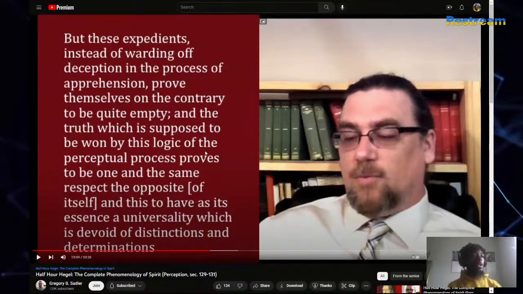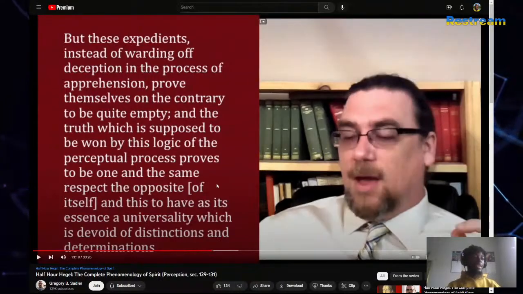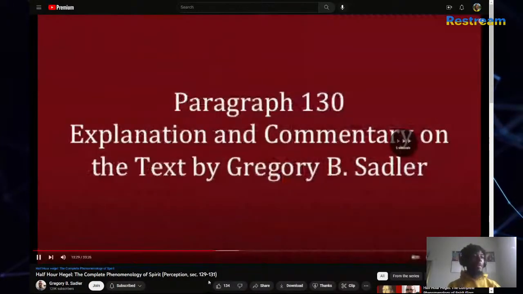And the truth which is supposed to be won by this logic of the perceptual process proves to be, in one and the same respect, the opposite of itself, and thus to have as its essence a universality in which it's devoid of distinctions and determinations. So I guess, yeah, when we think we're seeing the truth, we're not really seeing that truth. I don't know. And thus to have as its essence a universality.